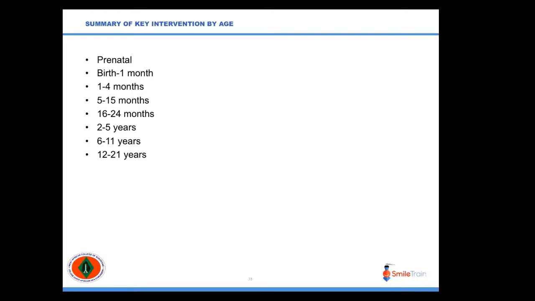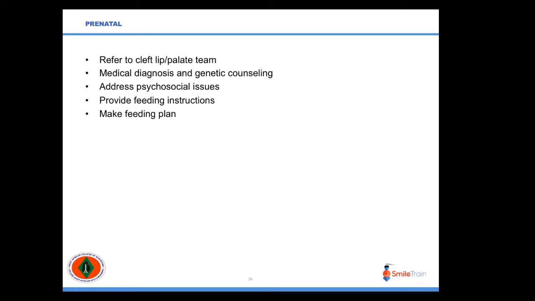We have these milestones that we look at: the prenatal age, birth to 1 month, 1 month to 4 months, 5 months to 15 months, 16 months to 24 months, 2 years to 5 years, 6 years to 11 years, 12 years to 21 years. So in the prenatal period, if this is picked up at the antenatal, a referral to a cleft lip and palate team is important. But if you don't have a cleft lip and palate team, where will the pediatrician or the OB-GYN people who pick this up refer to?